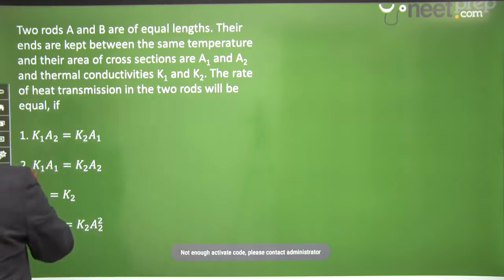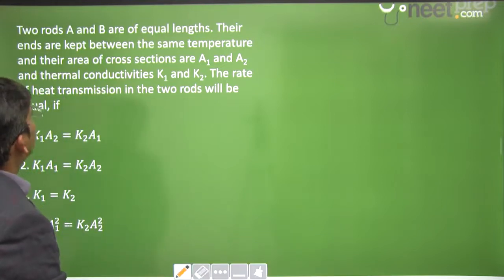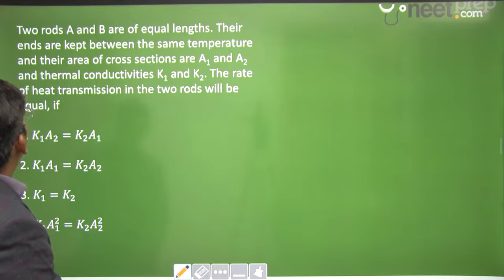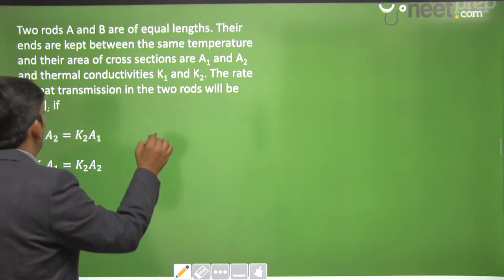So next question says, two rods A and B are of equal length. Their ends are kept between the same temperature and the areas of cross section are A1 and A2. Thermal conductivity is K1 and K2. The rate of flow of heat of two rods will be equal.